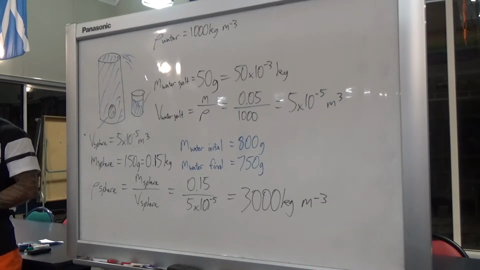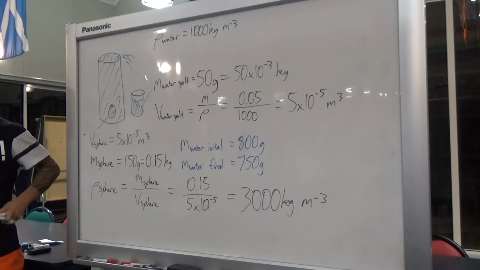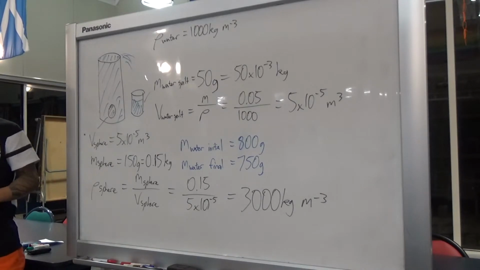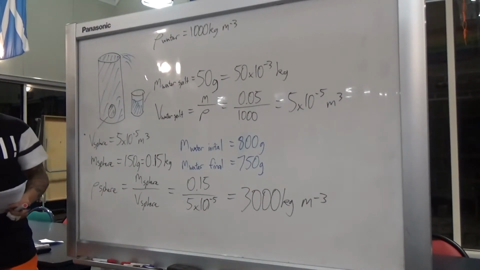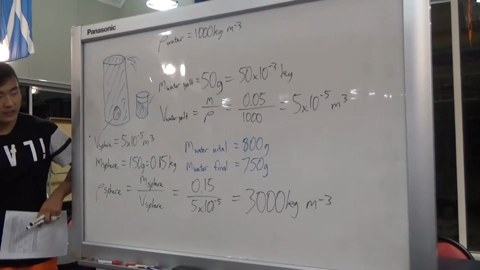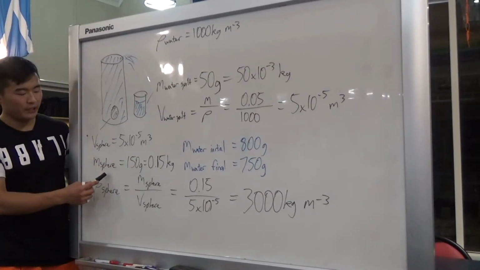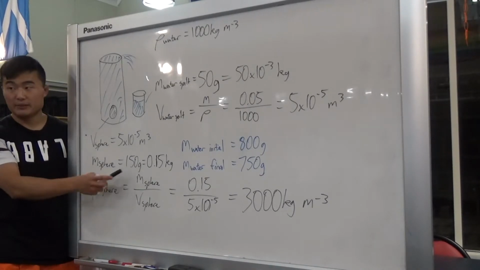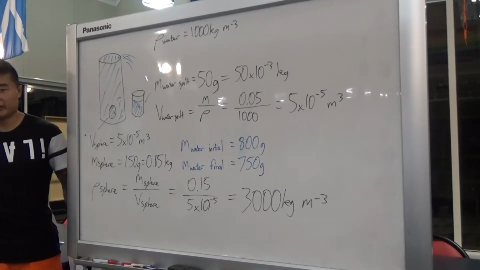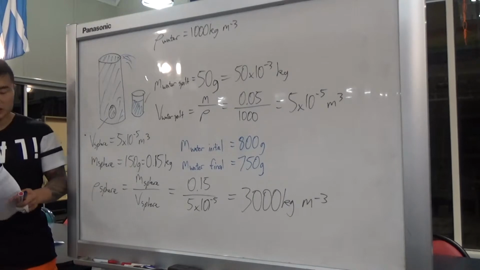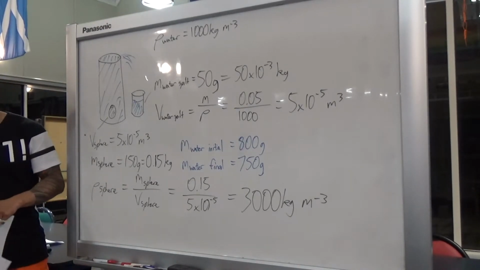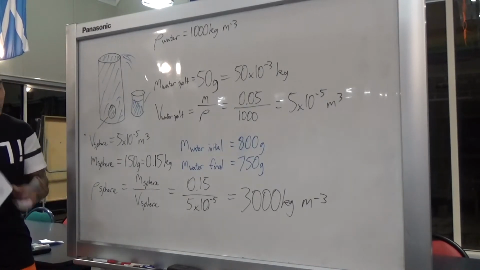Okay? Sweet. So that makes sense, right? Because we spilt 50 grams of water, but the sphere was 150 grams, so the density would be 3 times the density of water. So it all makes sense.